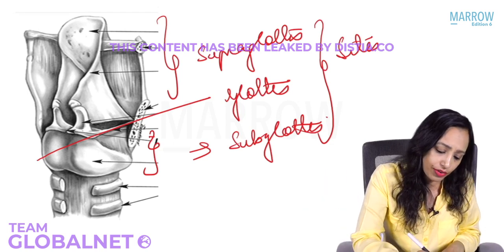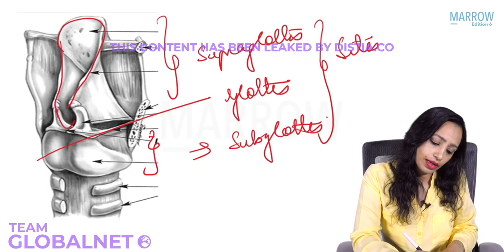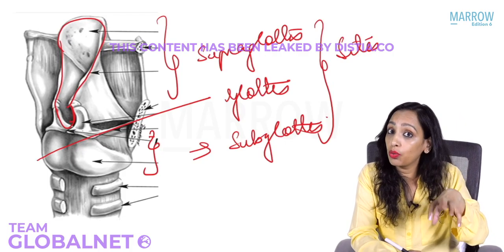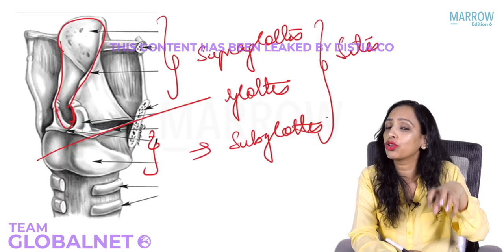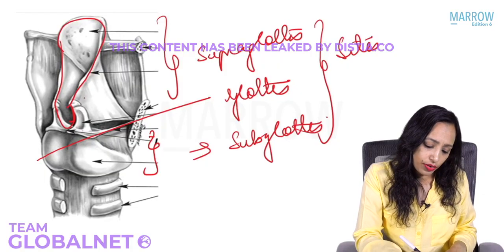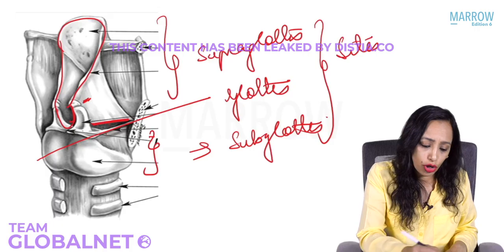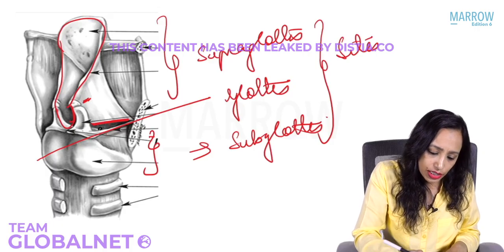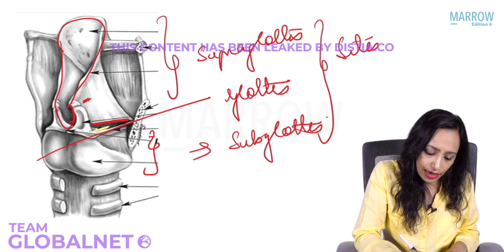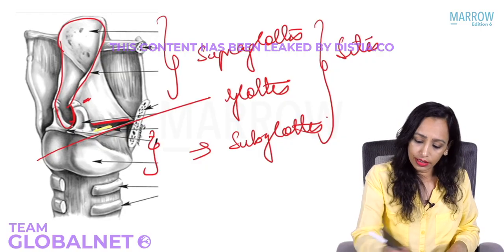So here we have the epiglottis, we have the aryepiglottic fold, we have the arytenoid. We know that this part is also the inlet of the larynx, or it is also known as epilarynx. Then we have the quadrangular membrane, we have the false vocal cord, and in between the false and the true vocal cord, this area is known as the ventricle. So let us write this down.